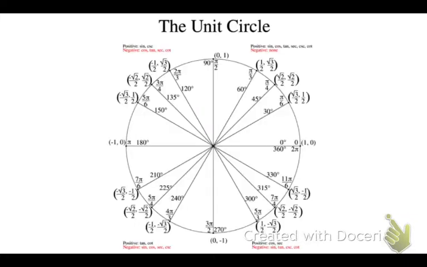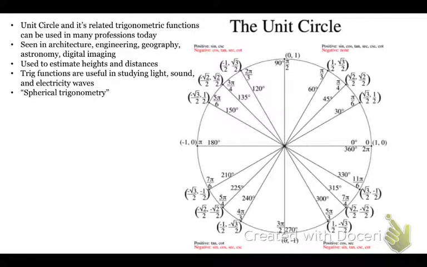Okay, so the unit circle, let's talk a little bit about this. This is the unit circle, and this is used a ton in trigonometry and different things. You use it in a lot of professions today. It's seen in architecture, engineering, geography, astronomy, digital imaging. It's used to estimate heights and distances. A lot of trigonometry is used to estimate that stuff.